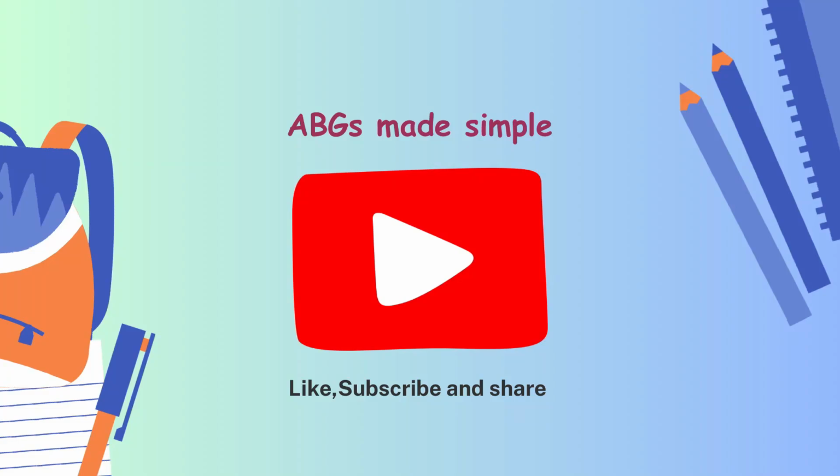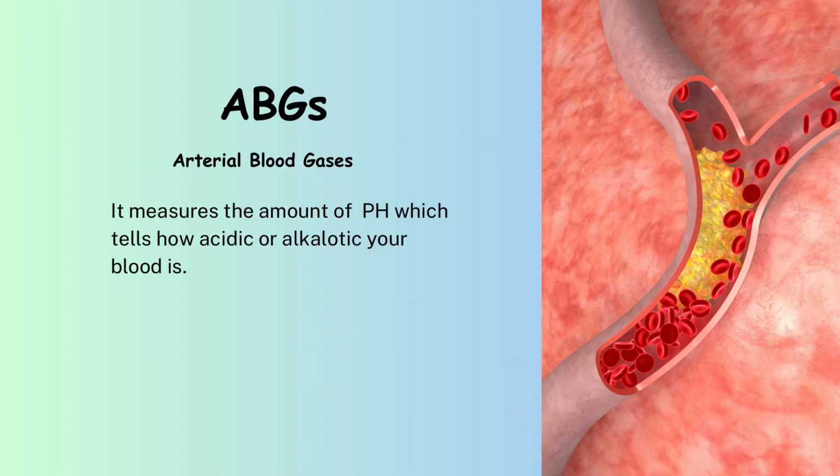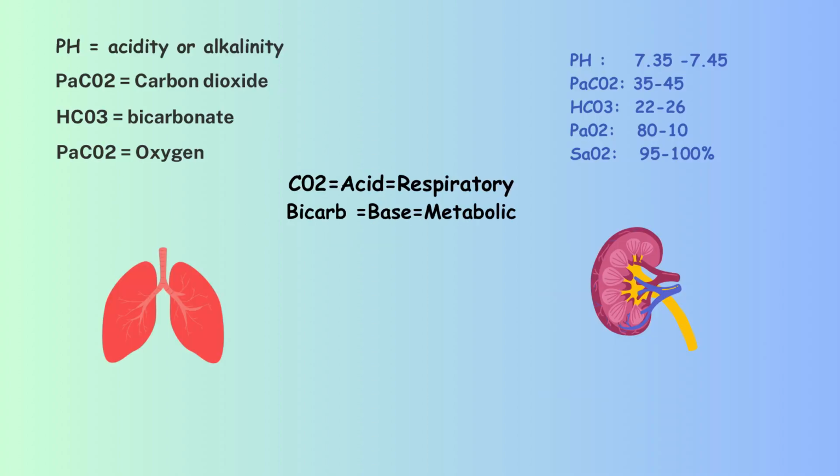ABGs made simple. ABG stands for arterial blood gases. It measures the amount of pH, which tells how acidic or alkalotic your arterial blood is. It is usually taken from an arterial line or through a puncture. It is not the same as a venous puncture. ABGs measure the amount of different gases like PaCO2 or carbon dioxide, HCO3 or bicarbonate, and the partial pressure of the oxygen and your oxygen saturation known as SaO2.